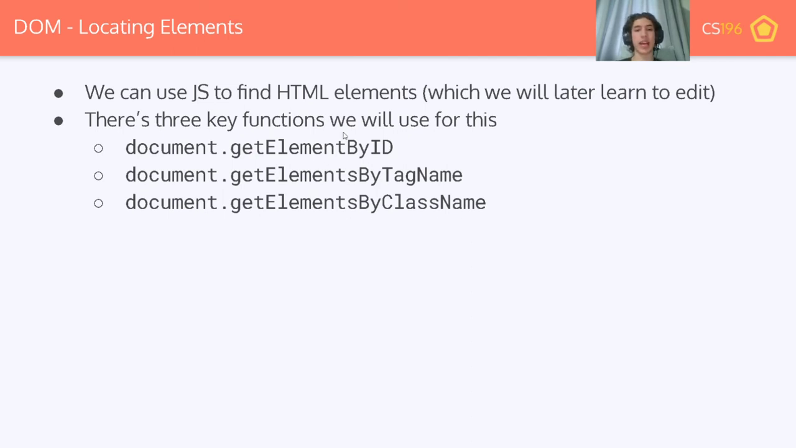Note the getElementById is singular because you can only ever have one tag with a specific ID. While these 2 are plural, of course, we can have many divs or we can have many things with a certain class name.